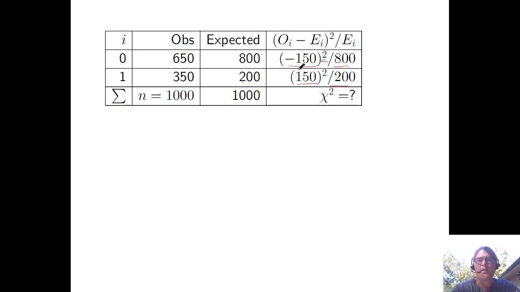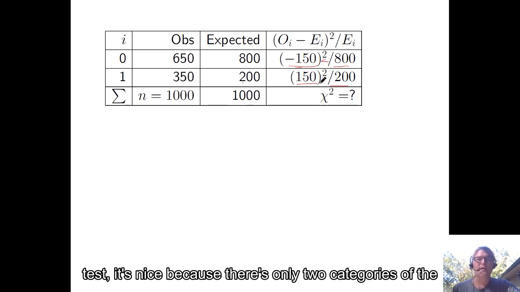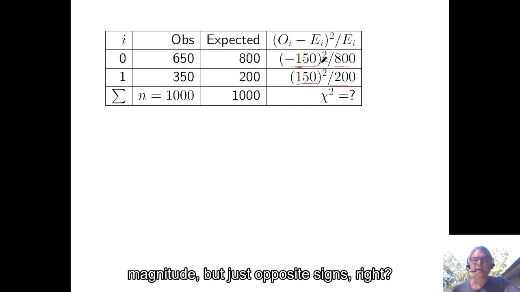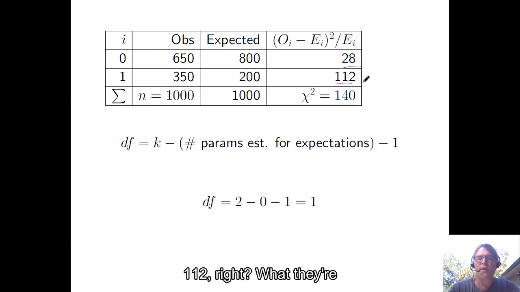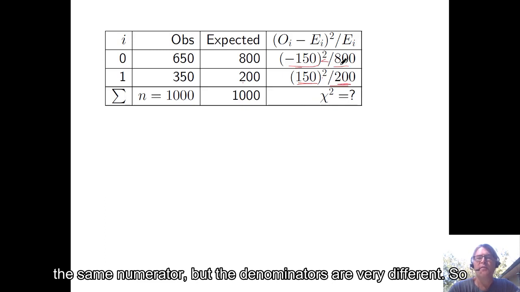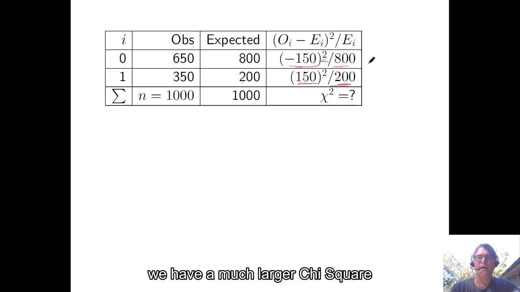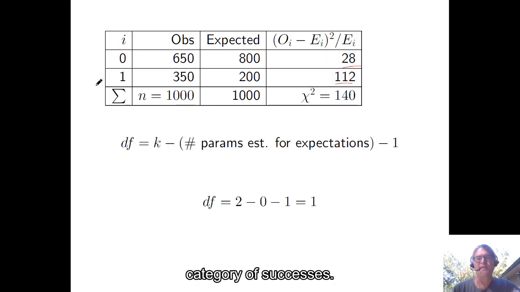Remember, I talked about before you do the squaring, everything should add up to 0. So when you're using a chi-square to perform a binomial test, it's nice because there's only 2 categories, so the numerator should be the same magnitude, but just opposite signs, right? So if we do those calculations, we end up with 28 and 112, right? They're the same numerator, but the denominators are very different. So we have a much larger chi-square deviation for this category of successes. 112 is our chi-square term there.